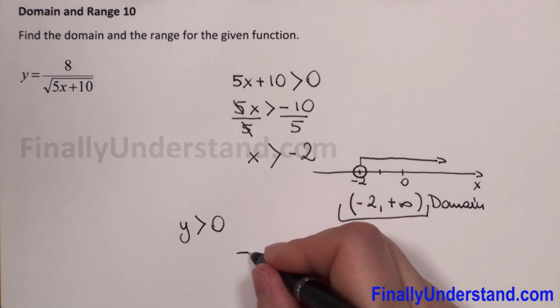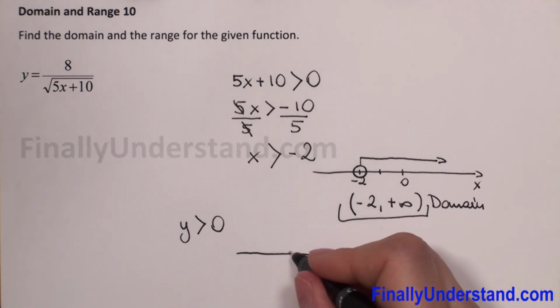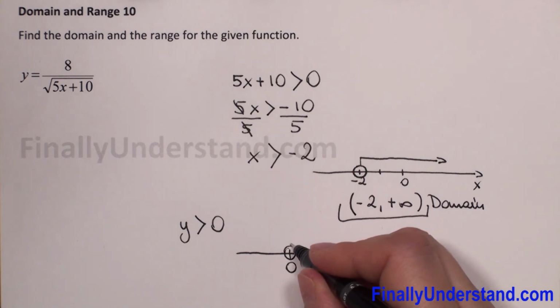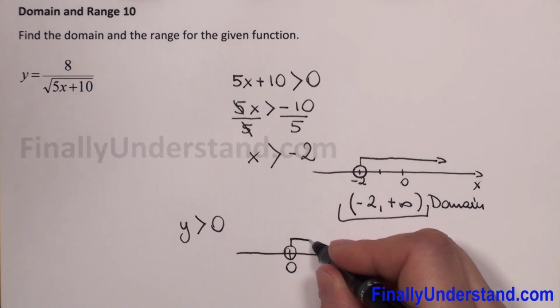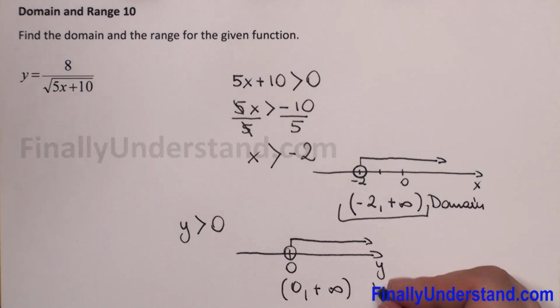We can draw number line. Have 0. 0 is not included. Y is greater than 0, so it's going to positive infinity. We have open interval from 0 to positive infinity. This is our range.